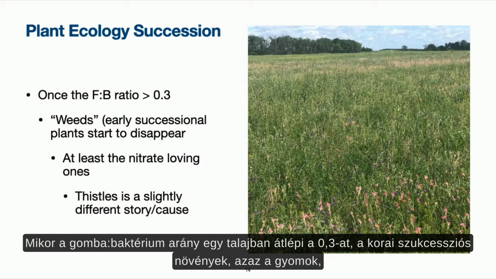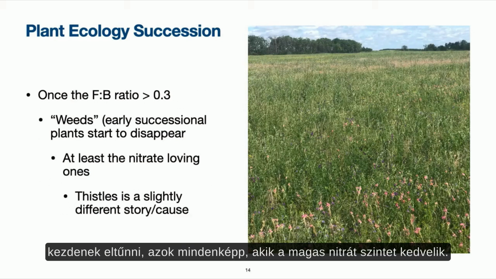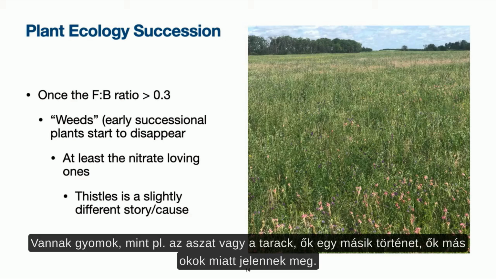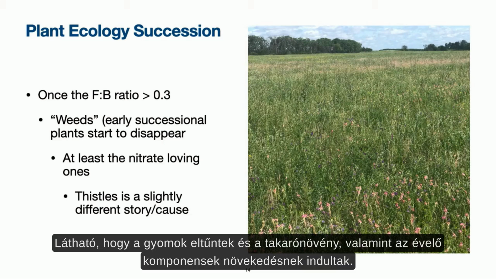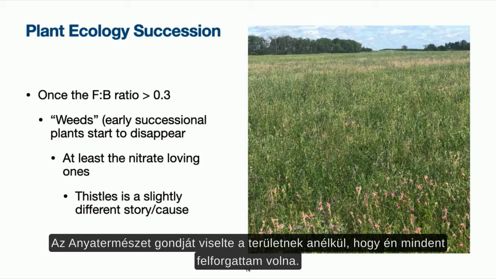Once our fungal bacteria ratio gets over 0.3, those weeds, those early successional plants, start to disappear, at least the nitrate-loving ones. When we start talking about thistles and quackgrass, that's a different story, different indication. This is that same field taken about two months later. You can see that those weeds have disappeared, and my cover crop and my perennial plants started growing. So Mother Nature took care of it without me having to go in and mess it up.